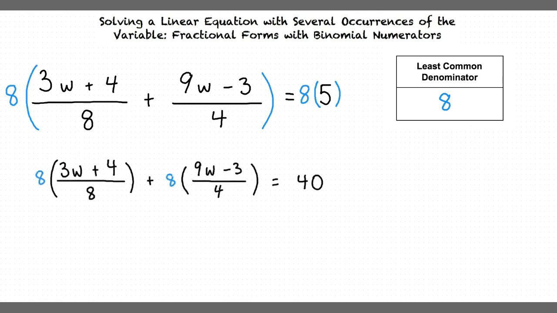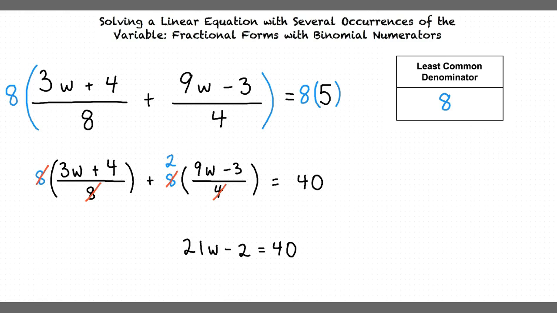We use the distributive property on the left side of our equation. The 8's cancel here. 8 divided by 4 equals 2, and 8 times 5 equals 40. So now our equation is 3w + 4 + 2(9w - 3) = 40. 2 times 9w - 3 equals 18w - 6. 3w + 18w equals 21w, and 4 - 6 equals -2. So our result is 21w - 2 = 40.